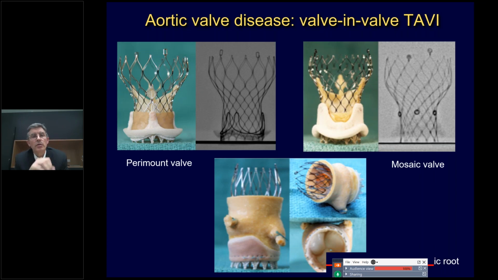So these, just to show you, if you like, increasing degrees of difficulty. We seem to have had a run of these in the last couple of weeks. This is the Perimount I mentioned. This is a Mosaic valve, which doesn't give us quite as much information fluoroscopically.